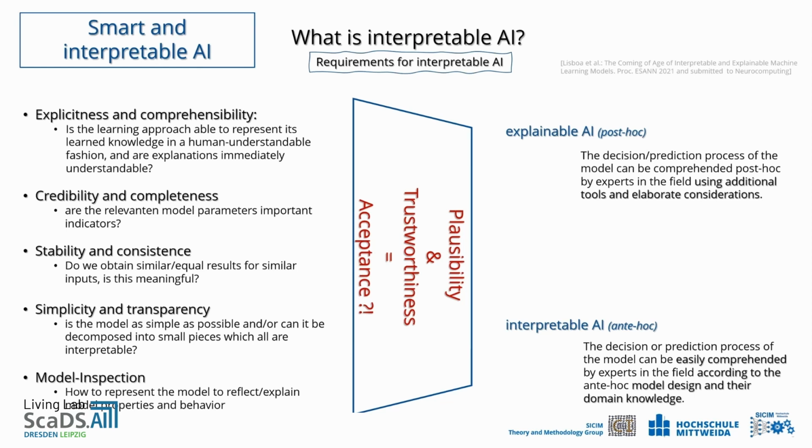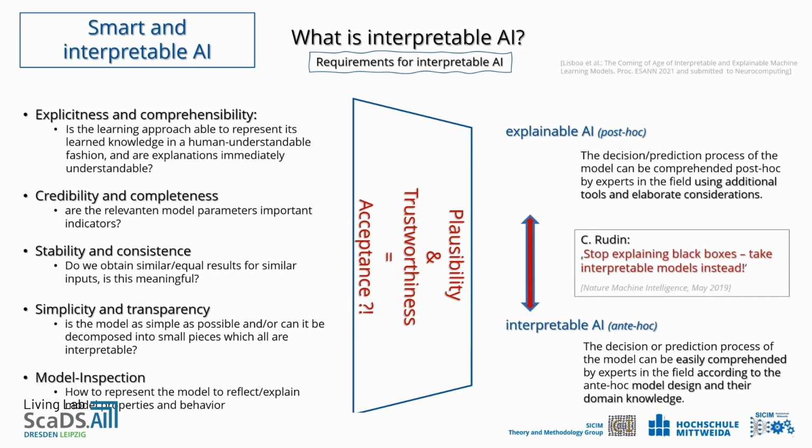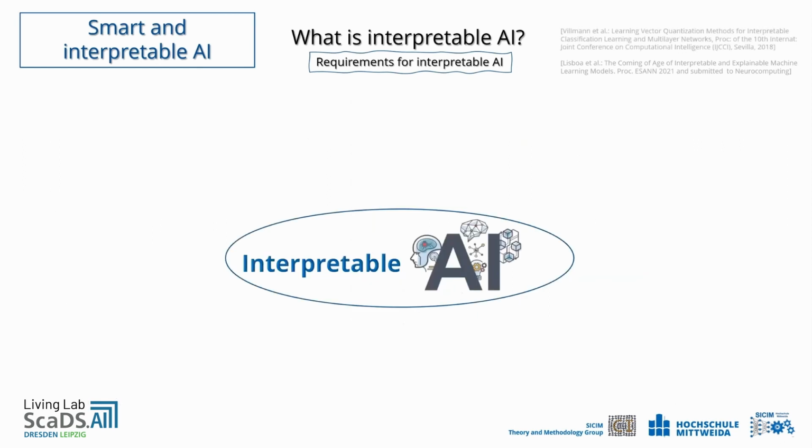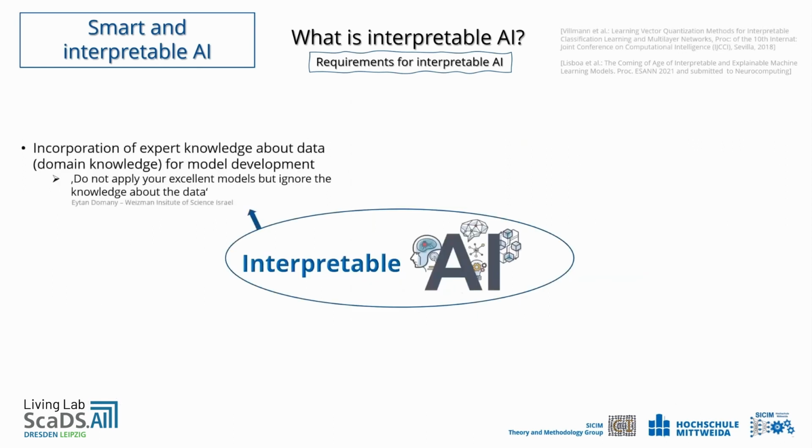So we do not need these additional tools. And in fact, there is more and more focus to stop explaining black boxes by interpretable, explainable AI. So we should take interpretable models instead. However, if we think about interpretable models or interpretable AI, then we have to incorporate expert knowledge about the data or domain knowledge for the model.